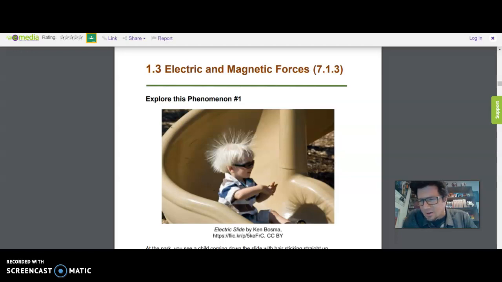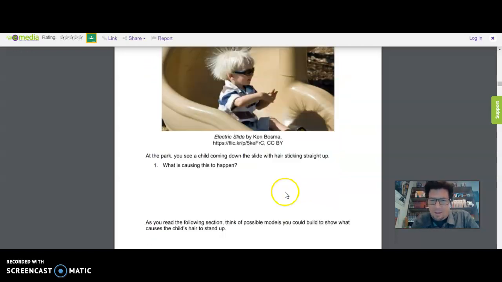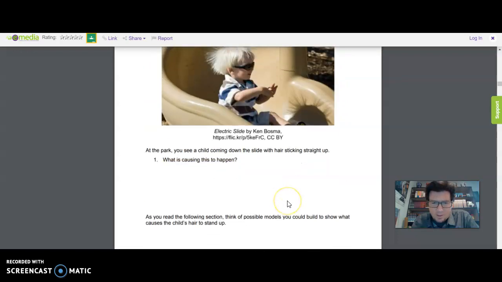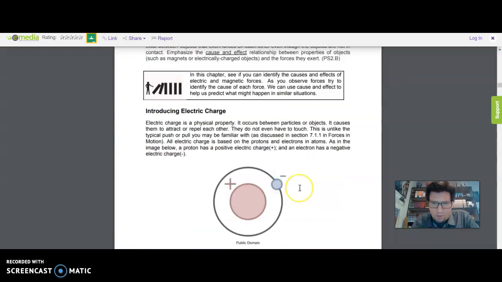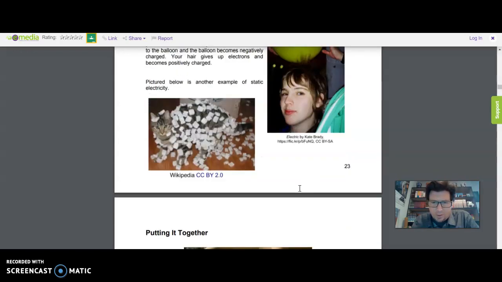Your hair stands on end because there's some kind of electric magnetic force making it do that. The same thing also happens when you rub a balloon against your head and then stick it to the wall. There's some kind of electromagnetic force happening. So you're going to read about how this happens. I'm going to start here on page 21 and go read through. Make sure you understand it.